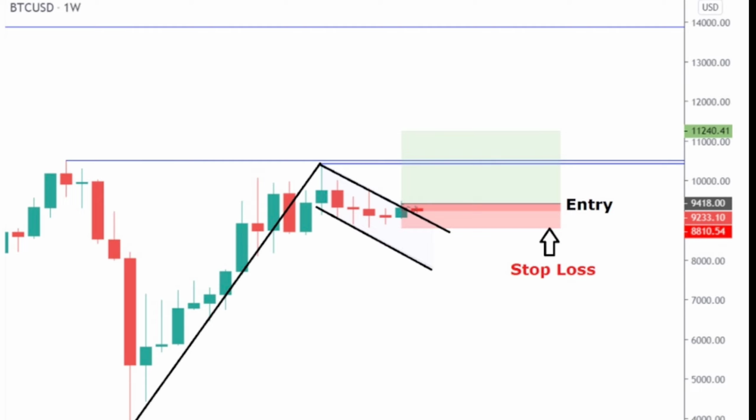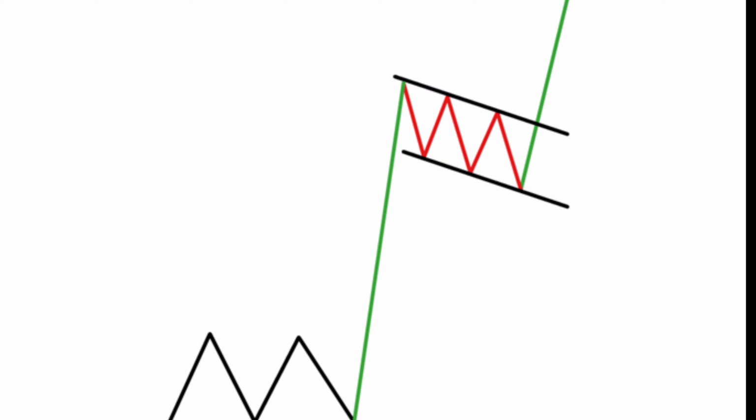Placing the stop loss slightly below the support level aims to protect against potential downward price movements that could invalidate the pattern. Trendline support. Draw a trend line that connects the higher lows within the flag pattern. Place the stop loss slightly below this trend line to protect against a potential breakdown.